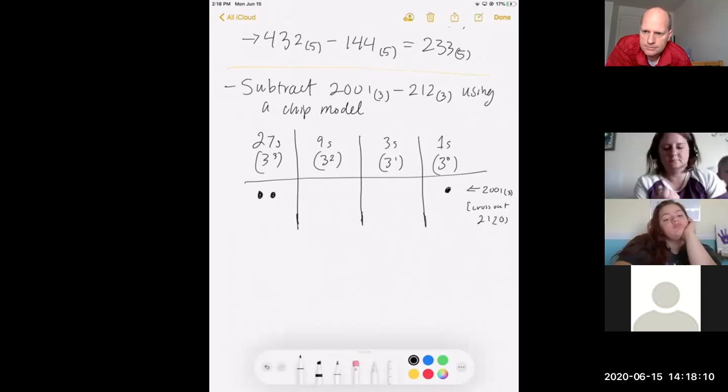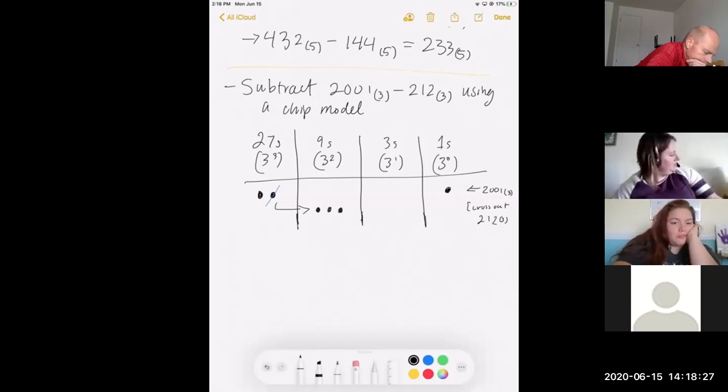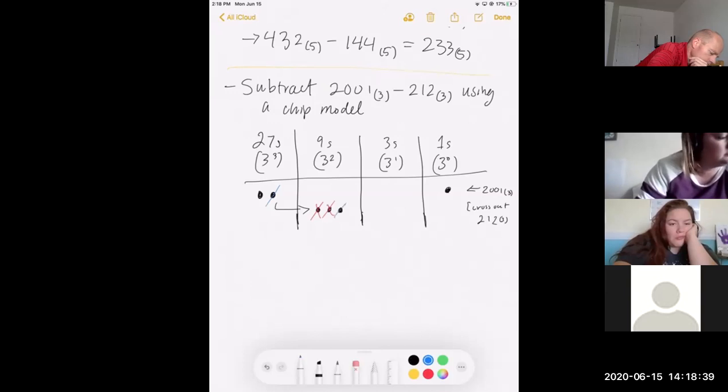I took 1 from the 27's place and turned it into 3 in the 9's place. And then you can subtract 2 from that. Yes, you can. Or cross out 2. And then you have to borrow, then you have to take 1 from the 9s and turn it into 3 more in the 3s place.